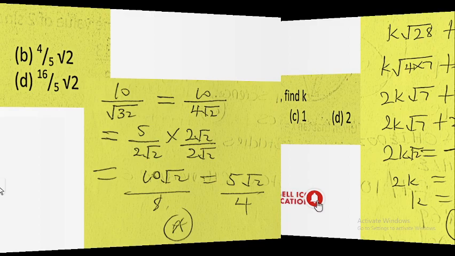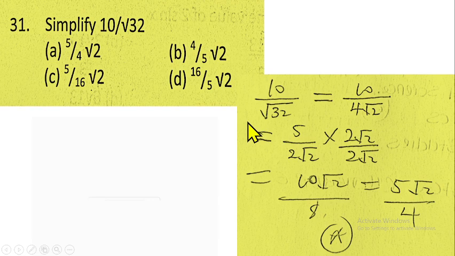Question number 31 is also on surds. You have 10 divided by root 32. So we can simplify root 32 further. That should give us 10 divided by 4 root 2. If you don't know how to simplify surds, go and watch the video I have on surds on my YouTube channel. It's very interesting, and we explain everything on surds in that video, so that you understand what you have done here. Then 2 can go here, 2 can go here, that will be 5 over 2 root 2.